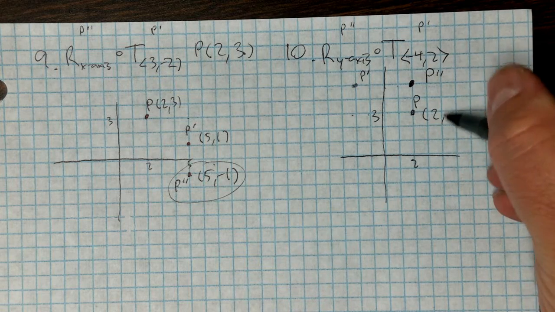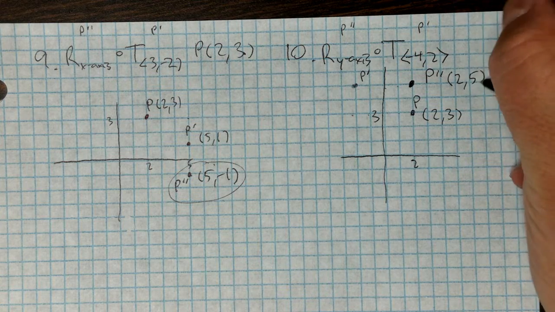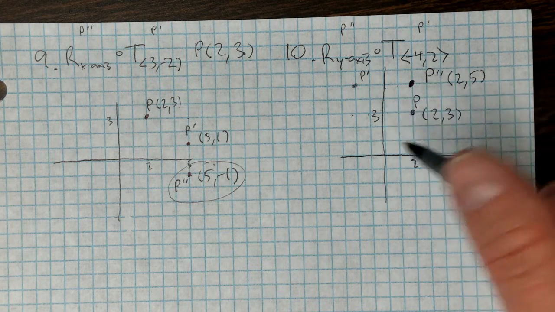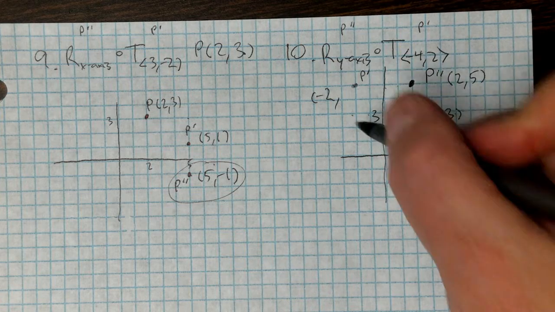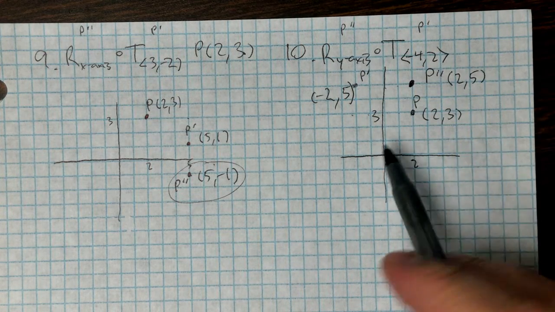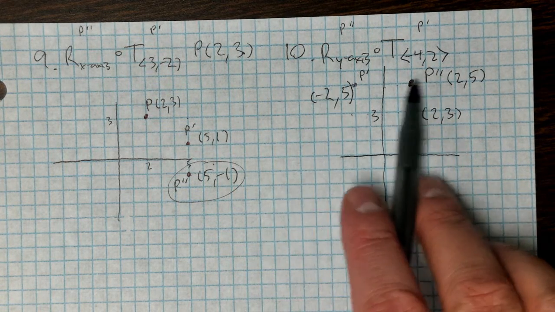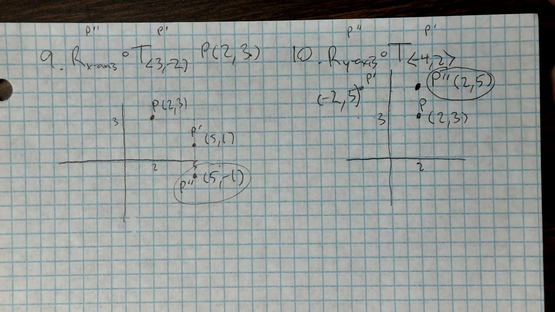So we started with 2, 3. We ended up at 2, 5. And this other one was 2 minus 4, which is negative 2, and 3 plus 2, which was 5. So we went from 2, 3 to negative 2, 5, and then flipped and turned into 2, 5. Any questions? So then this one's your answer.